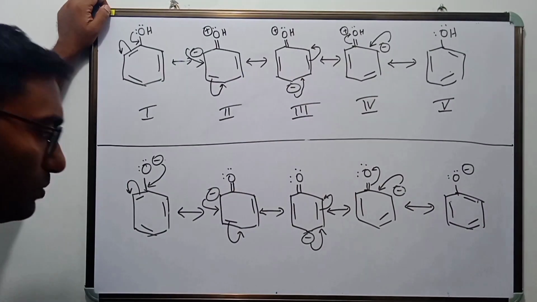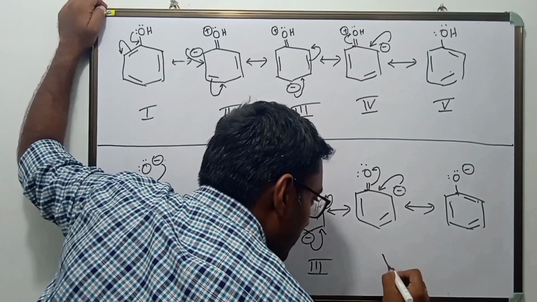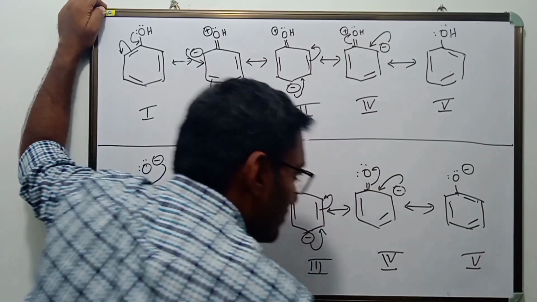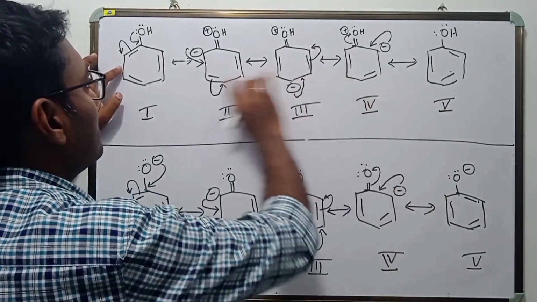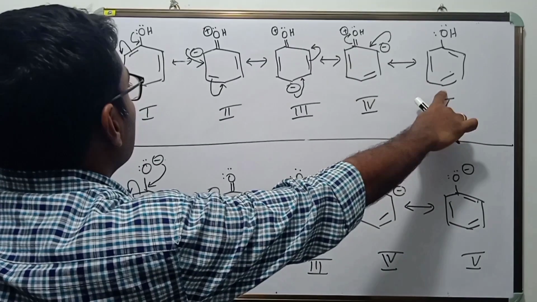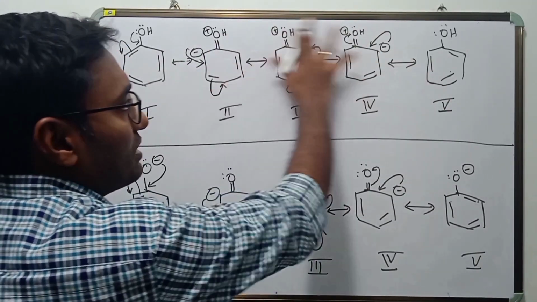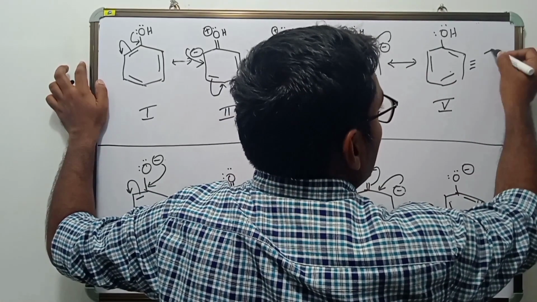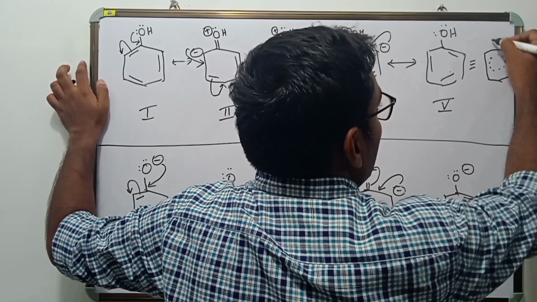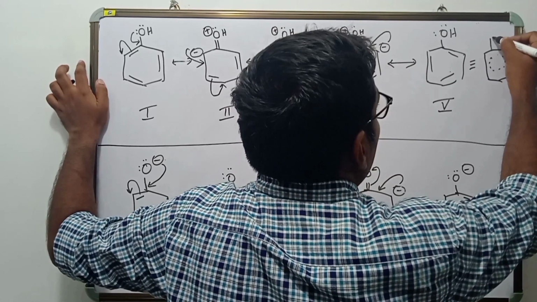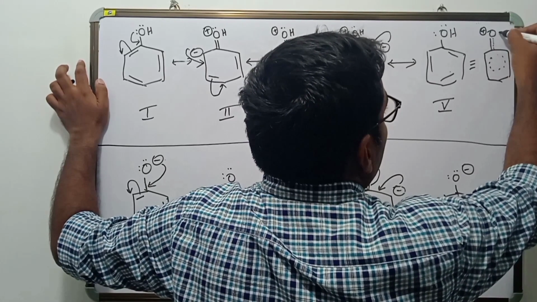I'm going to designate them with Roman numerals: 1, 2, 3, 4 and 5. 1 and 5 are Kekulé forms, right? They are resonating forms, of course. This whole thing can be represented by one single structure, that resonance hybrid structure of the phenol ion. So it would look something like this, and here also it would look something like this. Yes, this, and here it will be a positive sign, and here H.